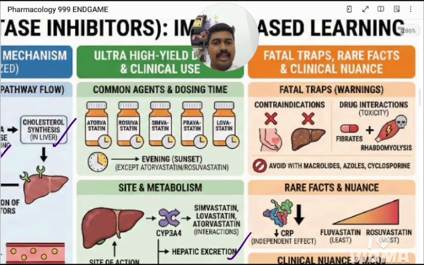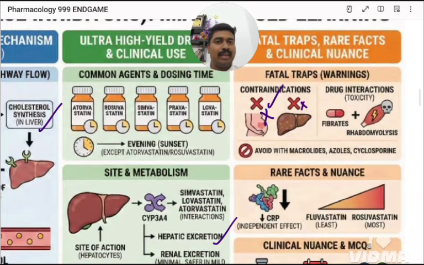Okay, next, fatal traps. Some places where you go wrong: one is contraindications in pregnancy and liver failure. This drug, statin, is contraindicated in pregnancy, and it is also contraindicated in liver failure because you know that it has hepatic excretion, hepatic metabolism.